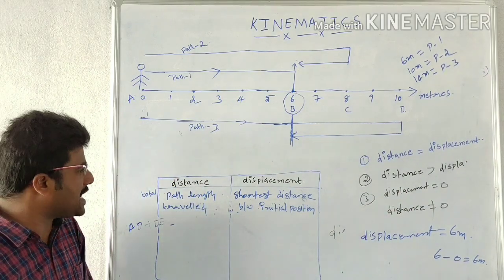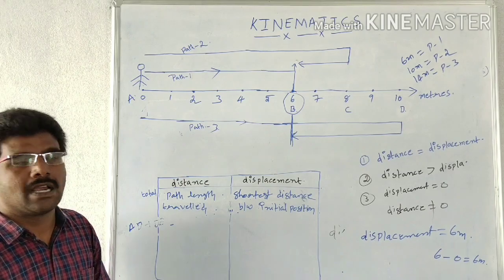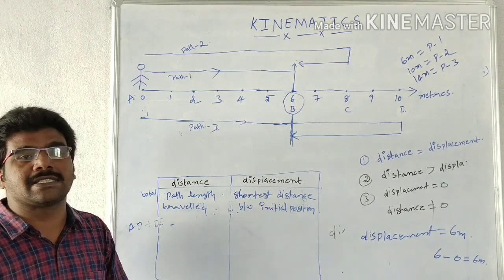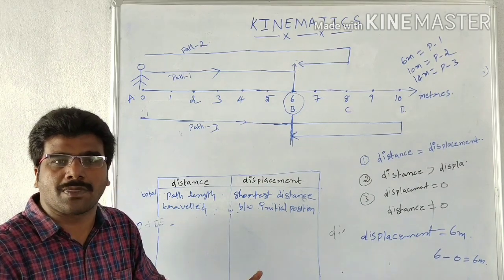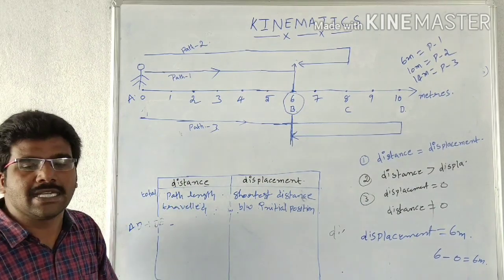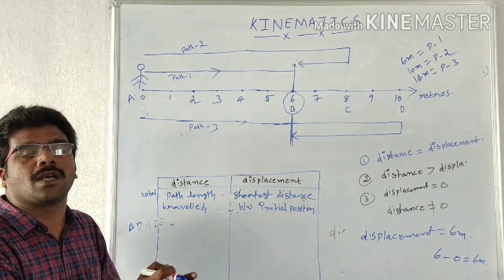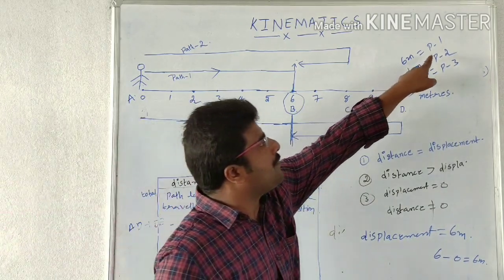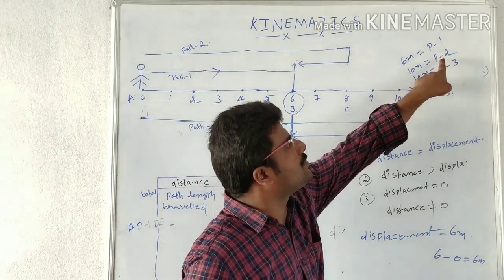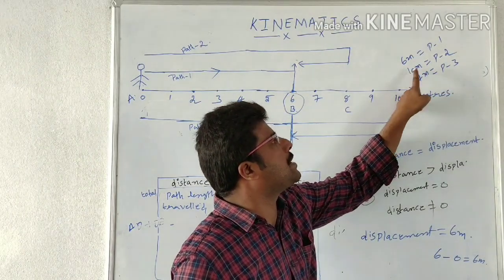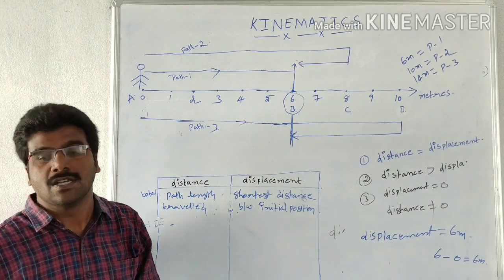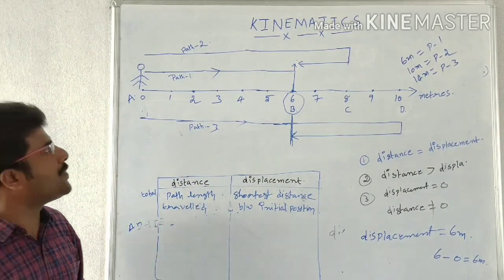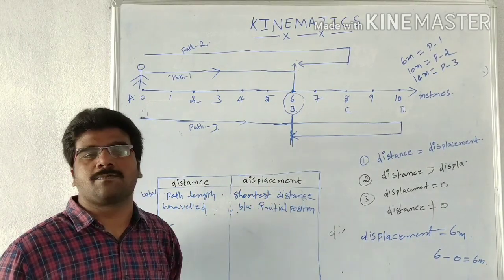And the fourth one is that displacement is independent of the path followed. It does not depend upon the path followed, but distance depends upon the path followed. So, when you travel path 1, it is 6 meters. When he travels path 2, it is 10 meters. When he travels path 3, it is 14 meters. So this is the main difference between distance and displacement.